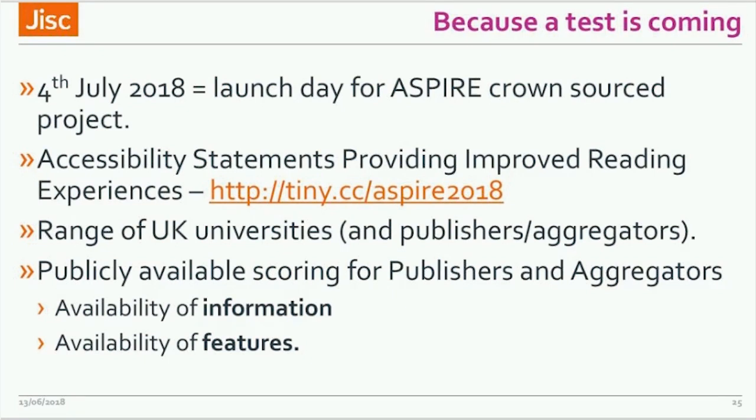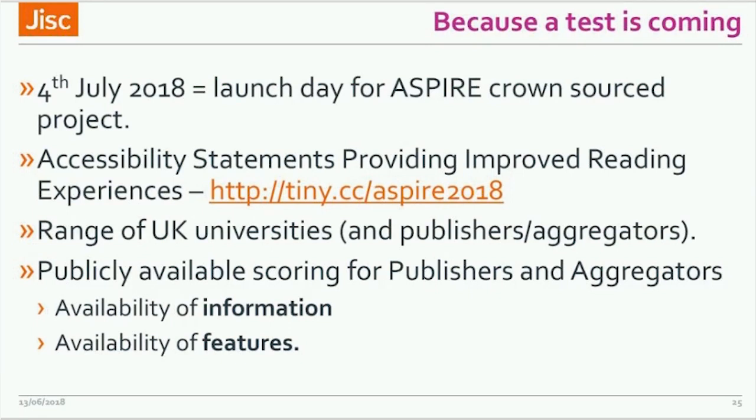We're going to be looking at accessibility statements that publishers and aggregators provide us. So we're going to basically just go to their websites, look for the accessibility statement that tells us about their product's accessibility, and score it. Aspire stands for Accessibility Statements Providing Improved Reading Experiences. So it's quite a nice acronym.